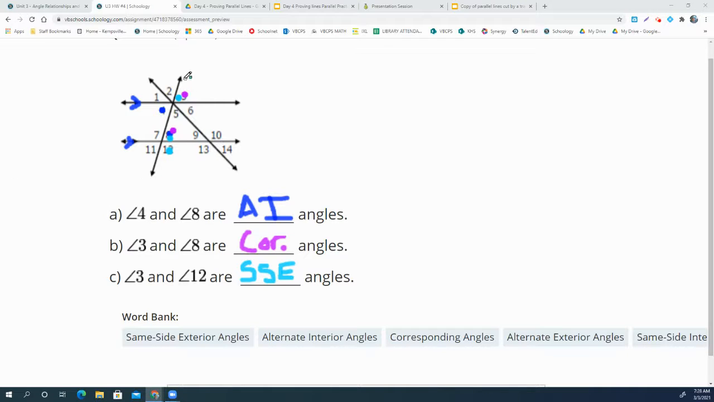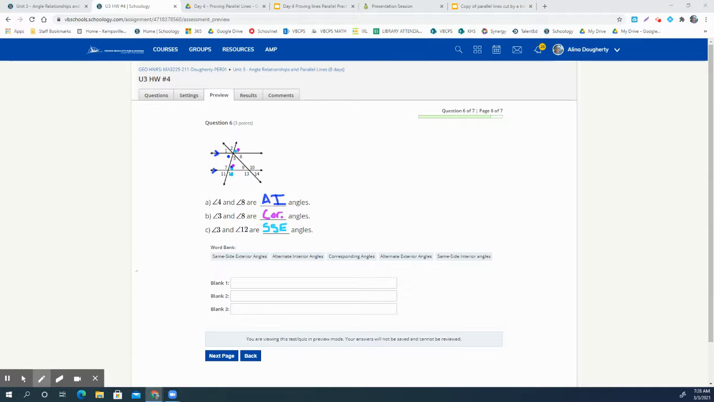So you're always thinking same side or alternate of the transversal, and the transversal, there's always one of them that connects the 2 dots, the 2 angles. And then interior, exterior with the parallel lines, there's 2 of them. So let's go look at question 7.